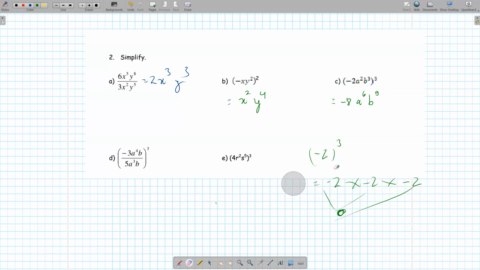Okay. All right, again, D is the same thing. We're going to do this. We're going to clean up the inside first. The numbers, you can't really divide them. We'll just leave it as it is. How many A's and how many B's?